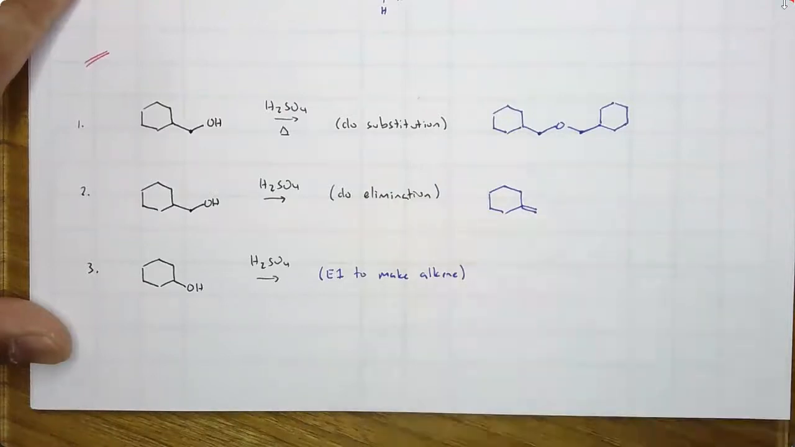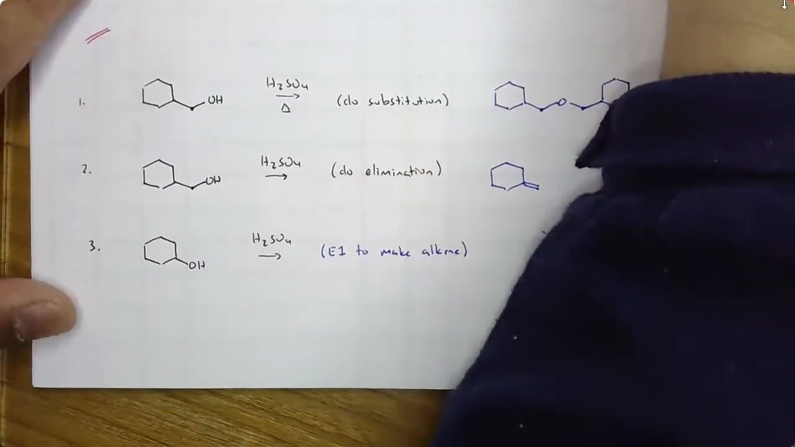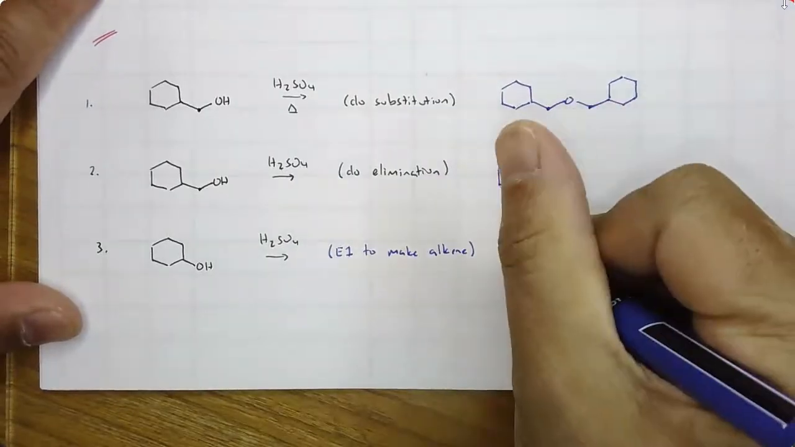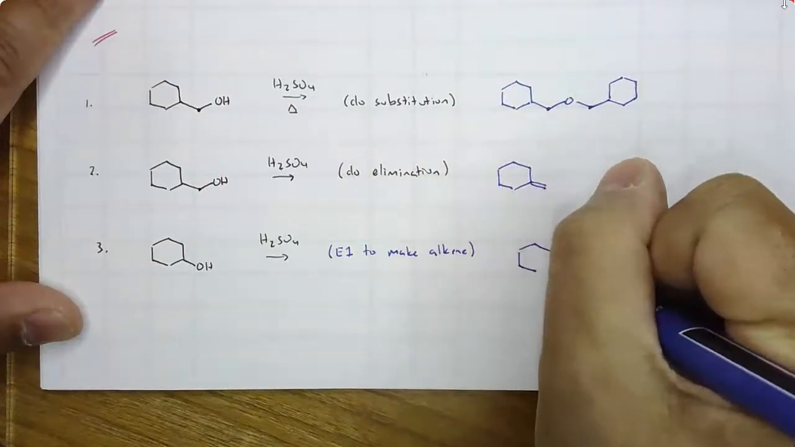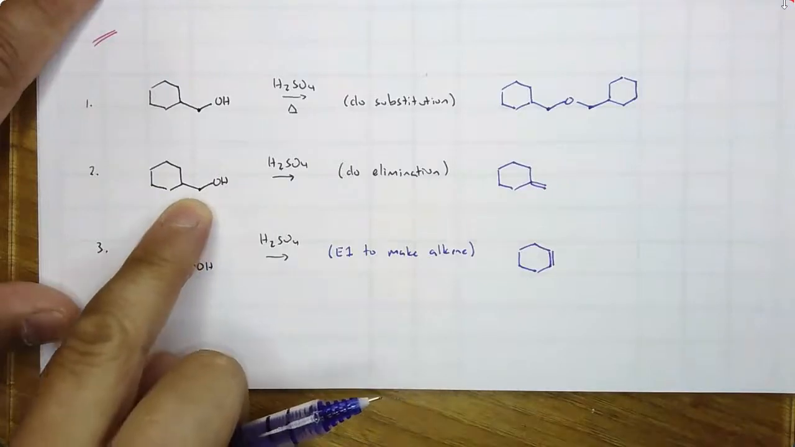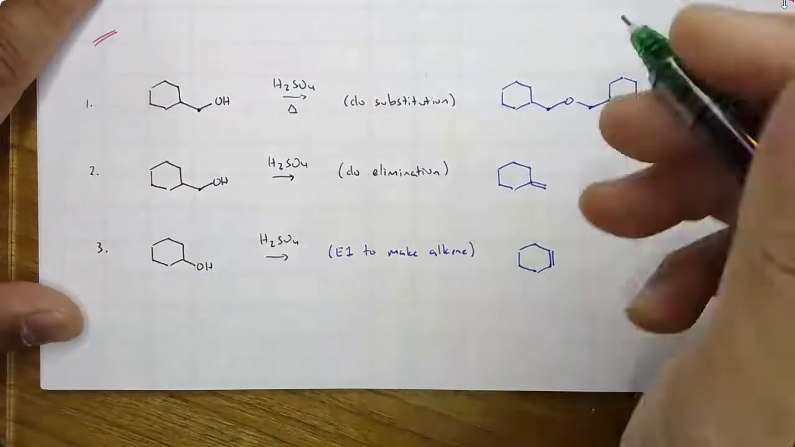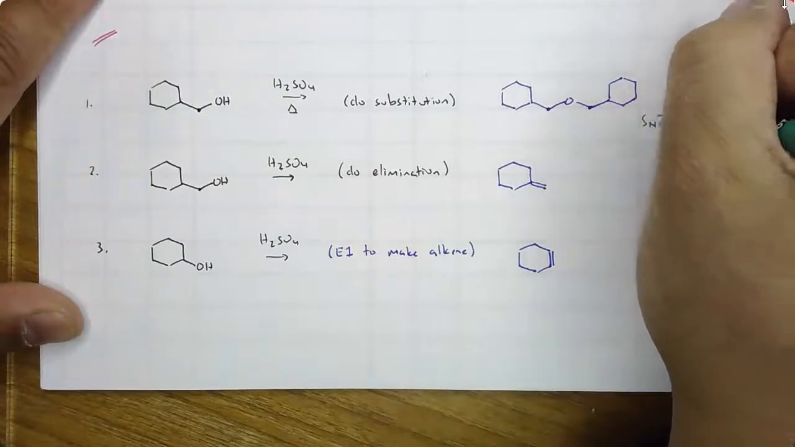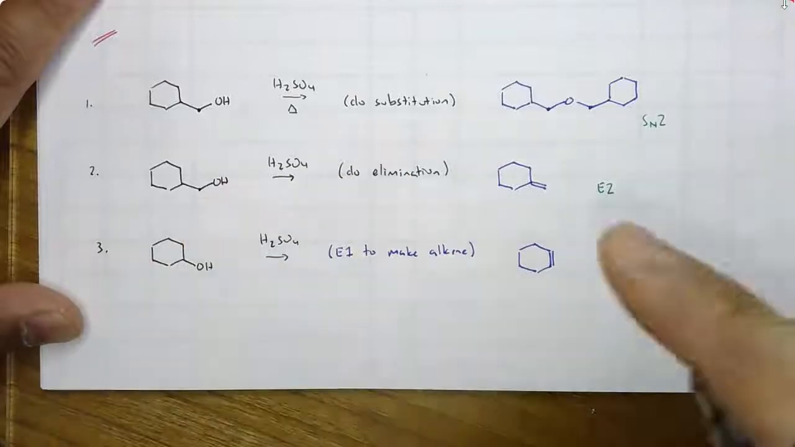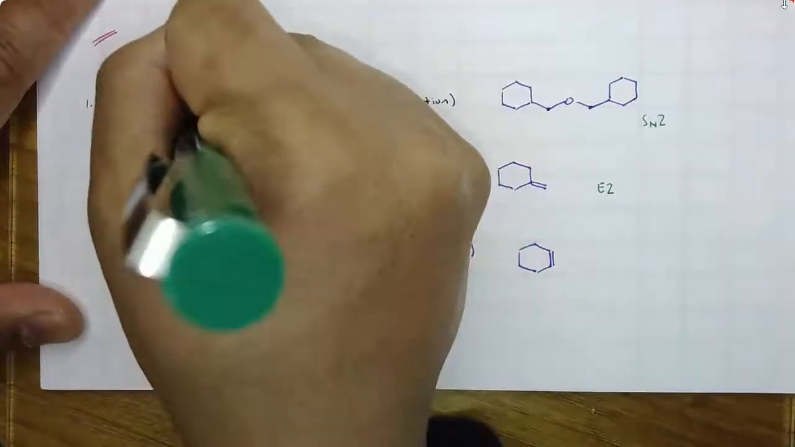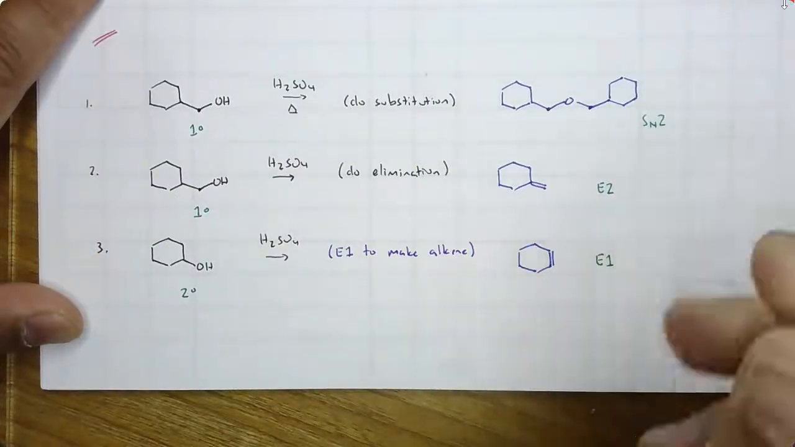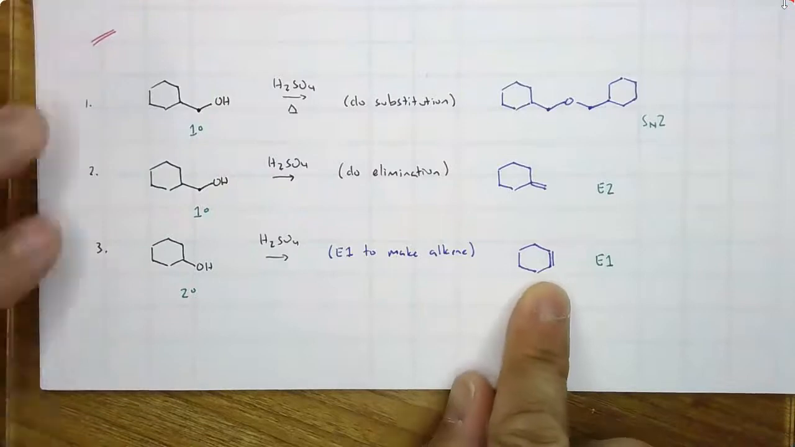Yep, E2 reaction. Now over here, this is secondary, and you're going to do an E1 reaction. Like that. You go through the carbocation. Here, you actually don't go through the carbocation. So let me list those mechanisms. SN2, E2, primary alcohol, and this is secondary. So this will shift over to E1, make the more stable carbocation, and do the elimination.